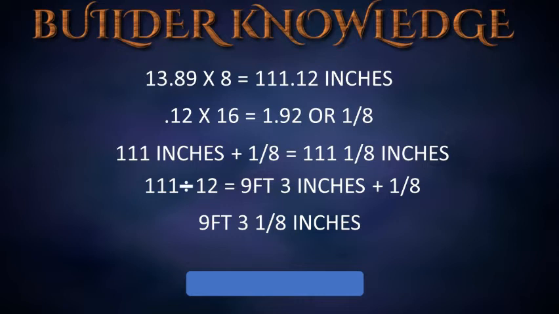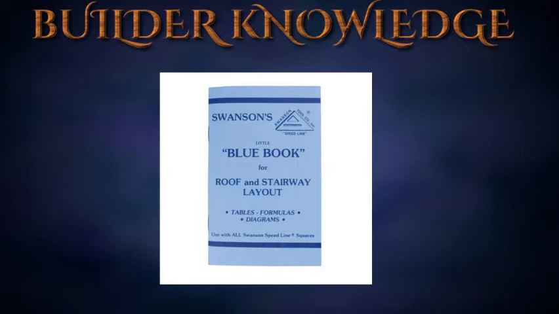Using a book of rafter tables. A book of rafter tables contains rafter measurements for a broader range of roof spans and unit rises than does the framing square table.